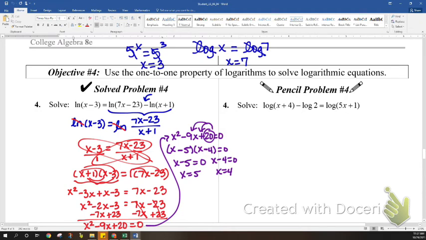So this one says that x minus 3 has to be greater than 0, which means x has to be greater than 3. Are they both greater than 3? Yep, so they're good for the first one.